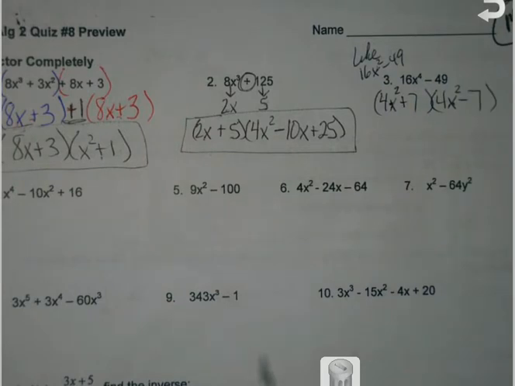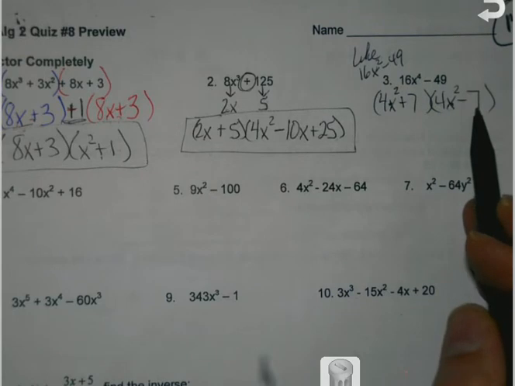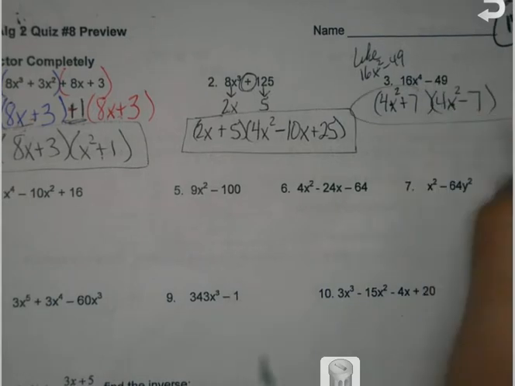Now again, be cautious. You're going to look and you're going to go, ooh, 4x squared is a perfect square. But 7 isn't. If that was 9, I could break this down. Okay, or 16 or 25, some perfect square. But it isn't. So I'm done.